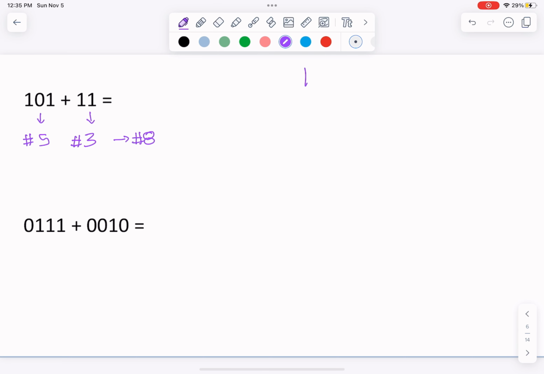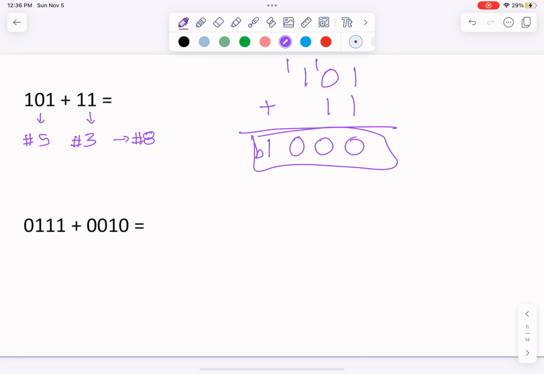Now let's add together and make sure that works. 101 plus 11, add the 1s, a 0 with a carryover, add the 1s, a 0 with a carryover, add the 1s, a 0 with a carryover again. And we get this value, which is equal to 8. Perfect, we got that right. Wonderful. Converting to decimal is a very good way for us to check any of these values, and we can make sure we're doing our math right.